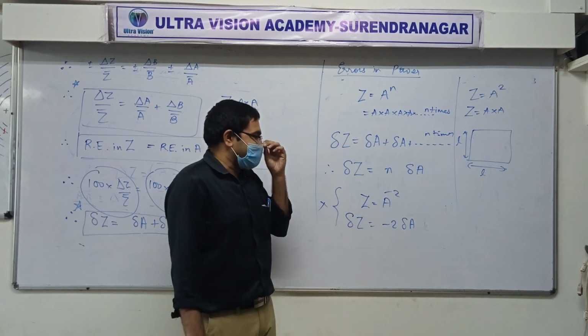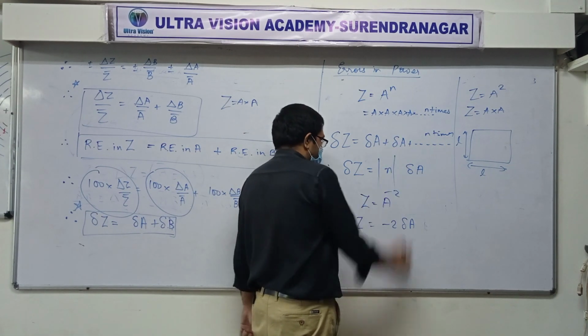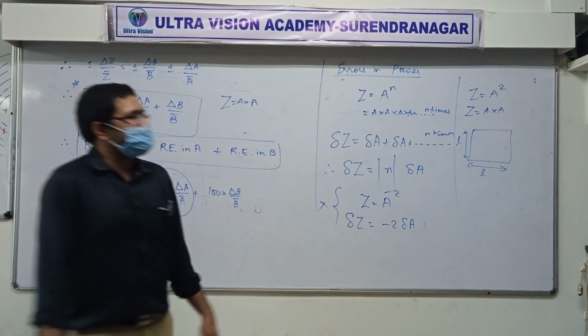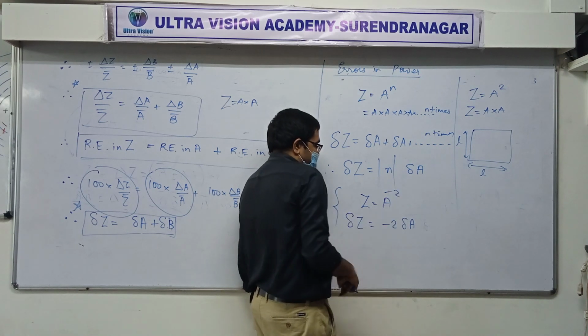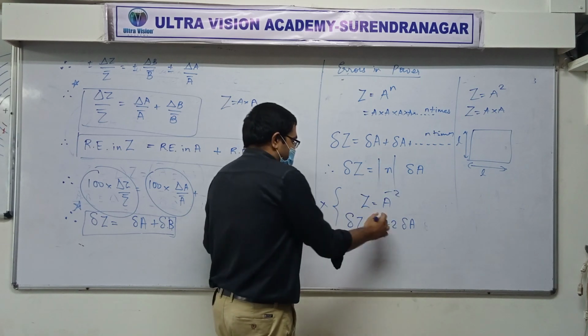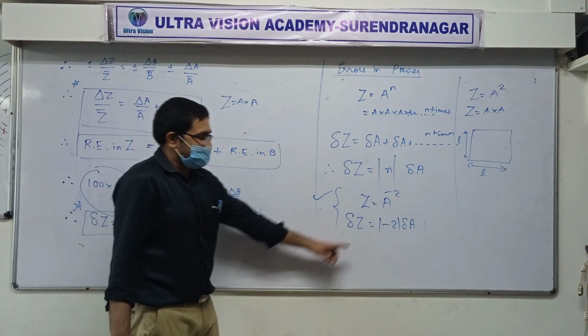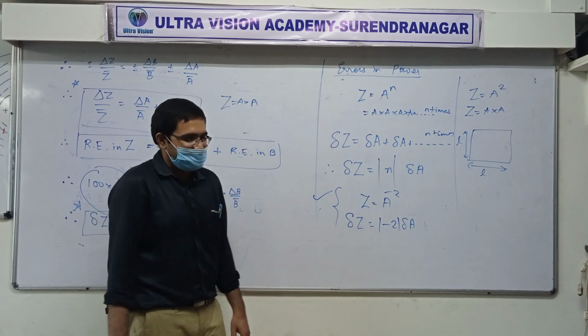So what to do in that case? Nothing. Always use a modulus. It doesn't matter whether the power is negative or positive; the errors are always to be added. So this is a correct relation. Now it's fine. Did you understand? Yes. If you put a modulus, then it's going to be a correct relation.